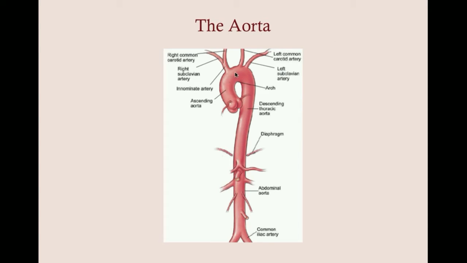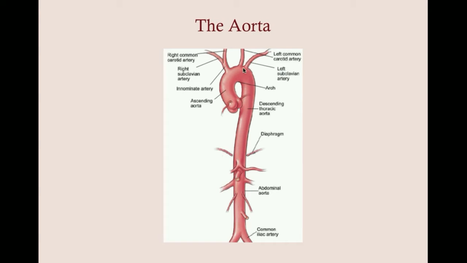So coming off here at the arch of the aorta, we have the innominate artery, which is on the right side, and that gives rise to the common carotid artery, which is going to go up to provide circulation to the right side of the head and the neck, and then also the right subclavian artery, which ultimately becomes a brachial artery and gives rise to the arteries that provide for the upper extremity.